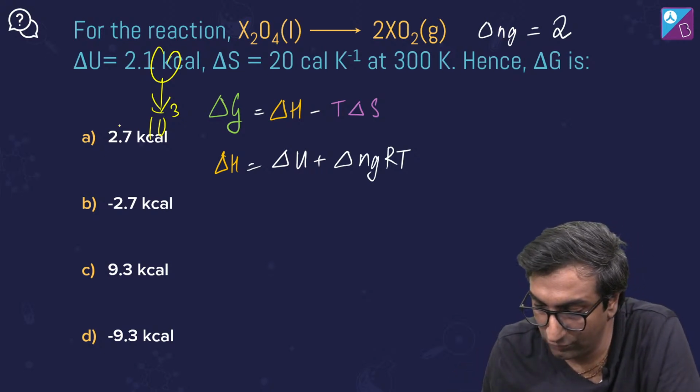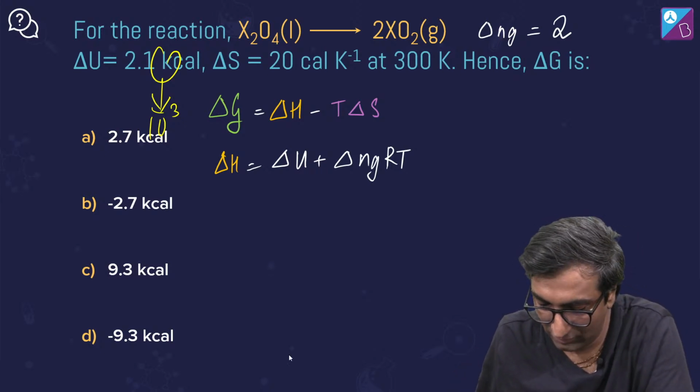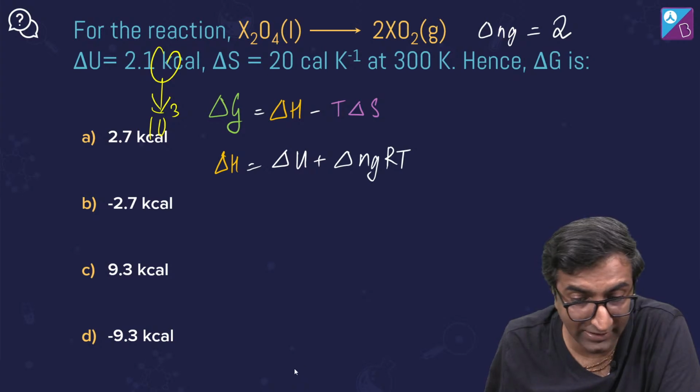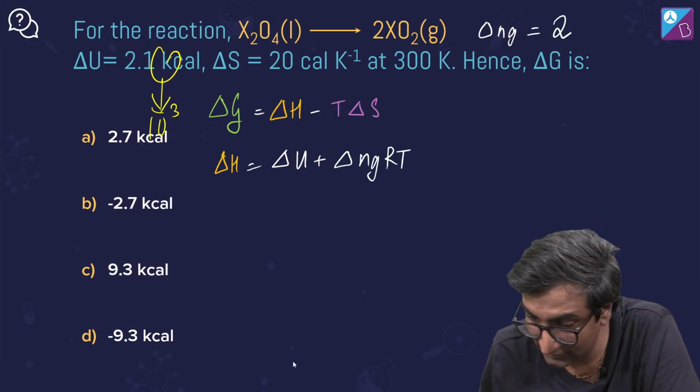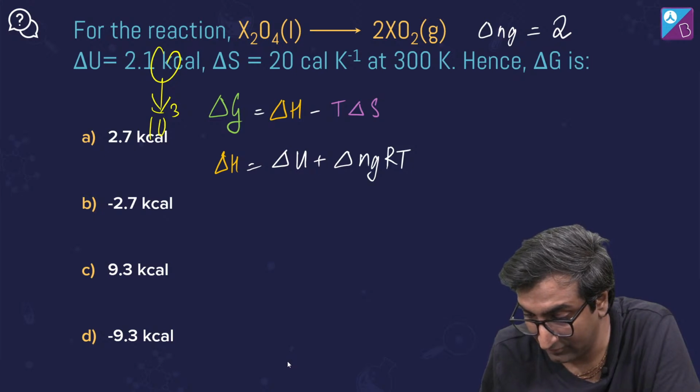So, what do we do from here? ΔU is 2.1 kcal. R की वैल्यू 2 होगी अतमजीत। अगर आपने maybe I don't know what we have done, but it is possible that Atamjeet has taken R to be 8.3 something, I don't know, maybe.